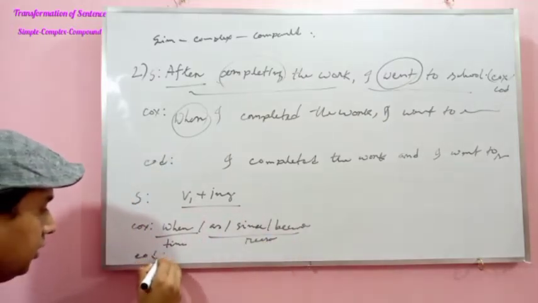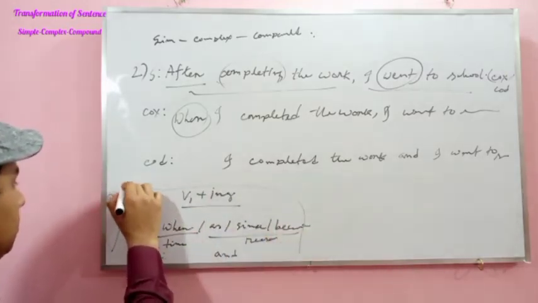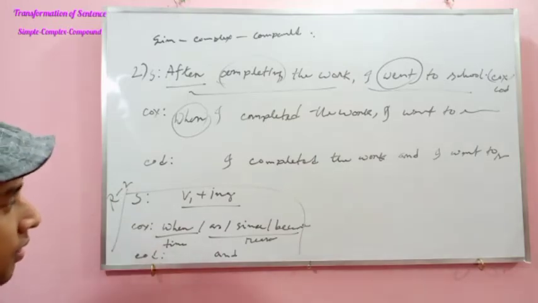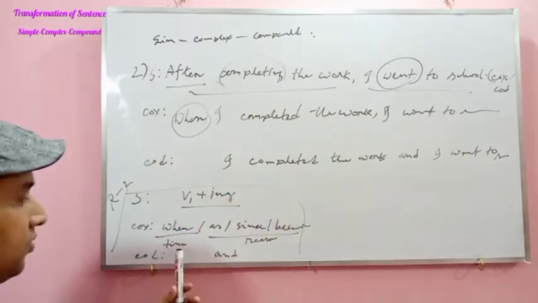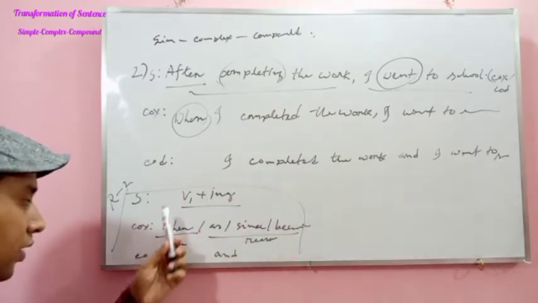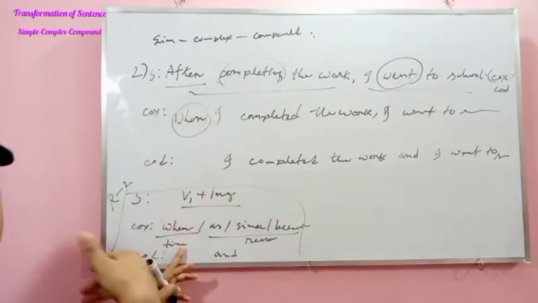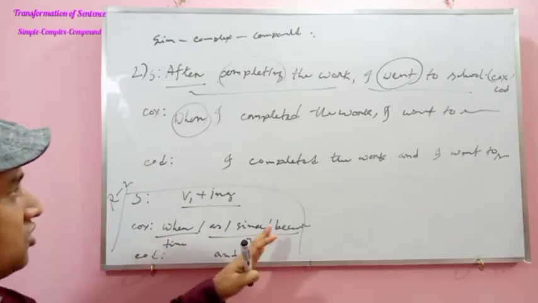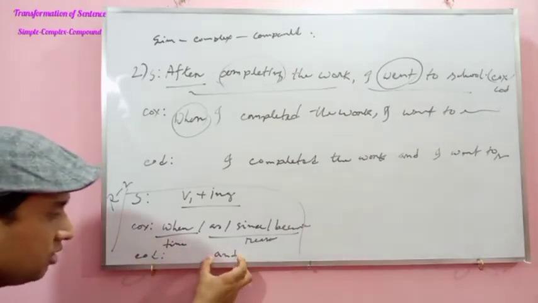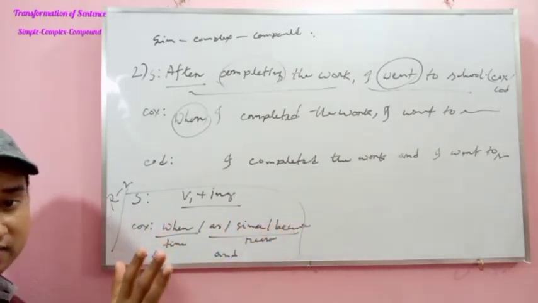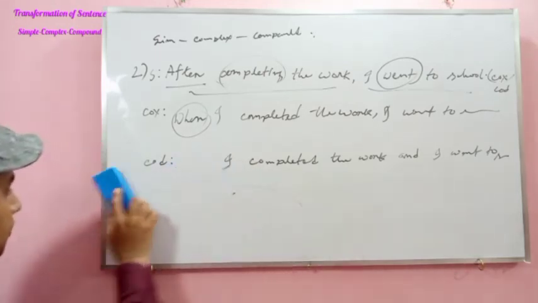And in compound, you will give and in the middle. This is the second technique, or R2, or rule 2. I repeat, when you find v1 plus ing in a simple sentence, you will give when, as, since or because. You will give when if you find a time indicating word, that means after, before, during, etc. And you will give as, since, because when you find a reason indicating word. Then you will use and in the middle in compound sentence. That's all about rule 2 or technique number 2.